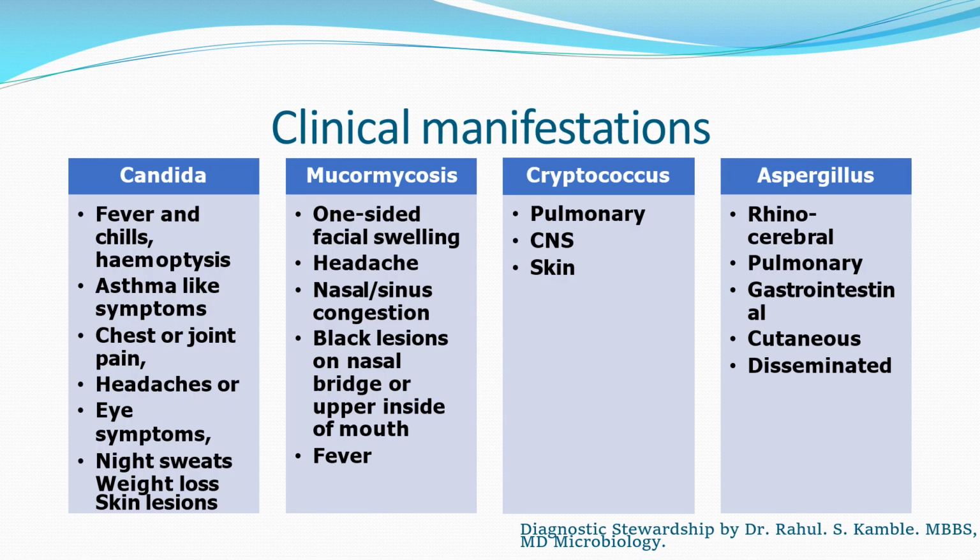Let us understand the clinical manifestations. In candidiasis, it is fever and chills with hemoptysis or asthma-like symptoms, chest or joint pains, headache or eye symptoms, night sweats, weight loss, skin lesions. While in mucormycosis, it is a one-sided facial swelling most of the times, headache, nasal or sinus congestion, black lesions on nasal bridge or upper inside of mouth, fever. While cryptococcus can manifest either through pulmonary mode or CNS or skin. In aspergillosis, we have rhinocerebral aspergillosis, pulmonary aspergillosis, gastrointestinal, then cutaneous and disseminated aspergillosis.